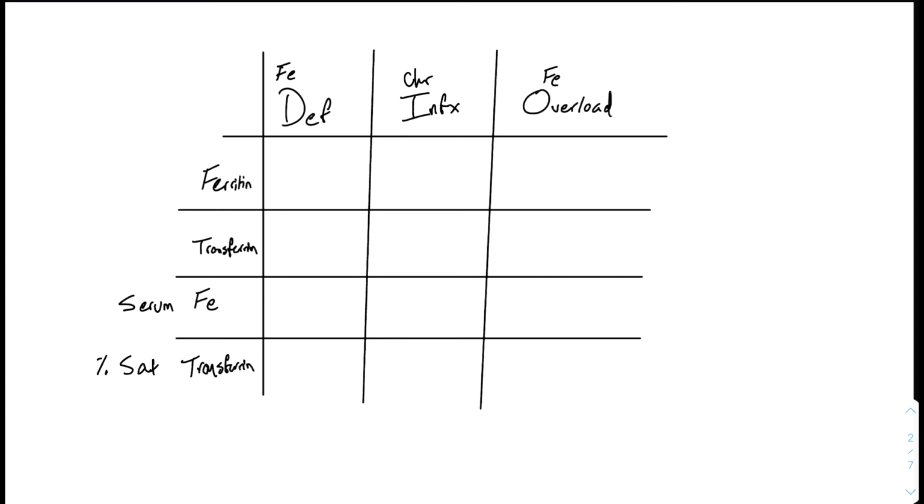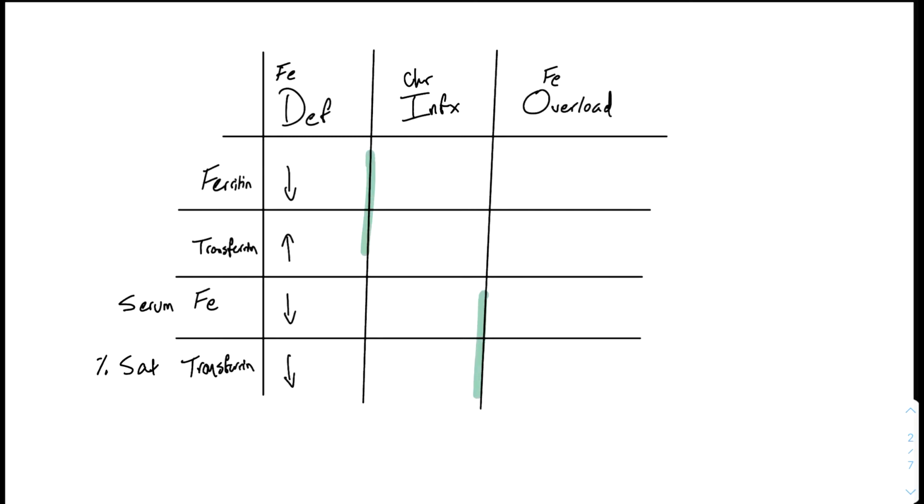And so in my case, I have memorized that in iron deficiency, there is decreased ferritin, increased transferrin, decreased serum iron, and decreased percent saturated transferrin. And now going from left to right, we're going to be flipping the direction of the arrows here and here.